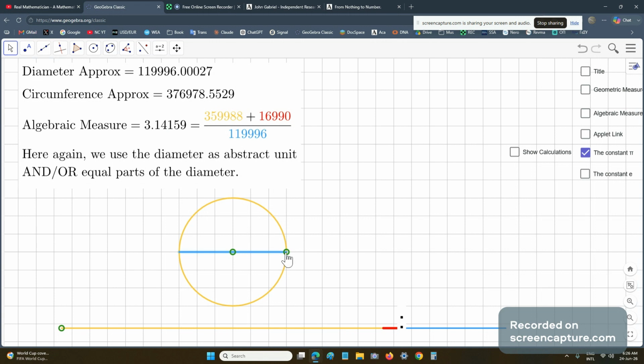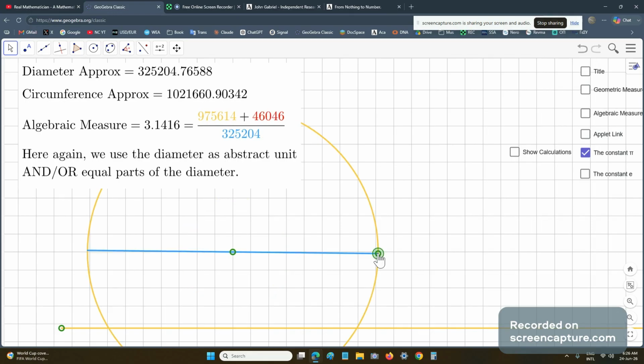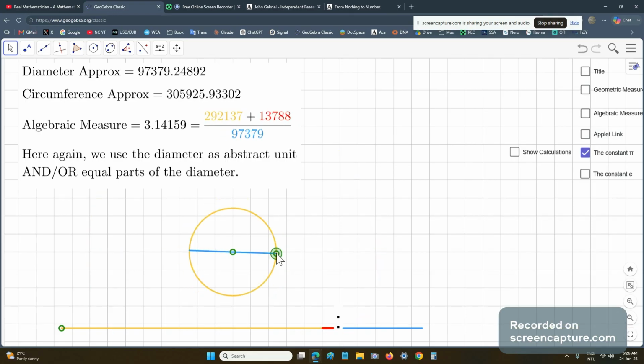And no matter how far I drag, there is always this little remainder here, okay, the red part, always. That never changes. And of course, this has been proved both by Lambert and Niven a few centuries ago.